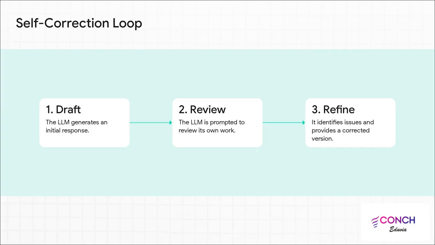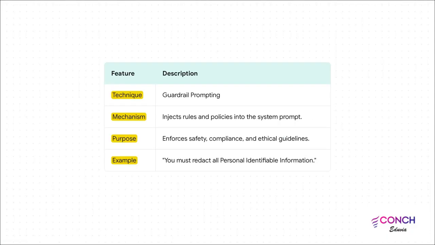First, the AI drafts a response. Then, a second prompt comes in and says, hey, review what you just wrote against these rules. Finally, the AI looks at its own work, finds the flaws, and spits out a better corrected version. Then you've got guardrail prompting, and the name says it all, really. Think of these as the rules of the road that you build right into the prompt. You're injecting strict policies to stop the AI from doing something you don't want it to or saying something it shouldn't. This is absolutely vital for safety and ethics, like telling it, if you see any personal info, you must block it out.